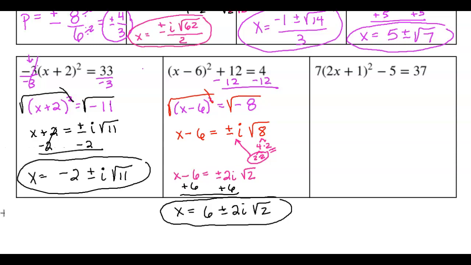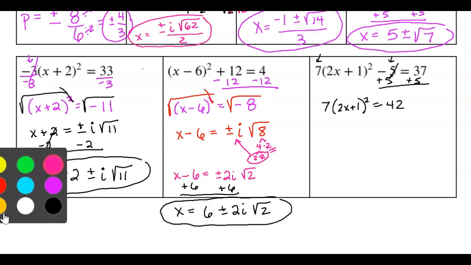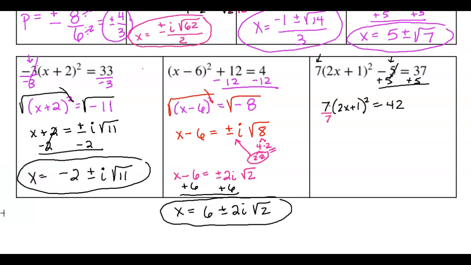All right, my last example. I got a lot going on. This is probably going to be the hardest one. So I've got a 7 I have to move and a 5. So we're going to add 5. So 7, 2x plus 1. What is that? 37 plus 5 is 42. We'll divide by 7 because it's being multiplied. We have to get that parenthesis alone.